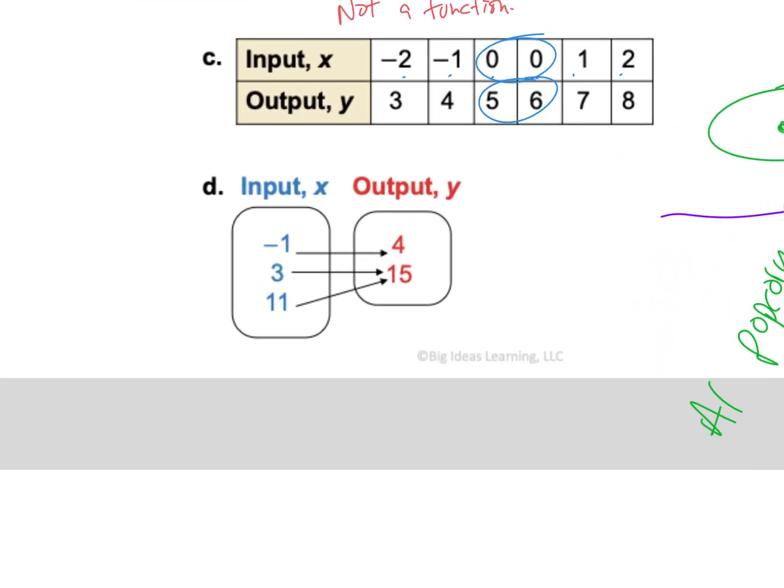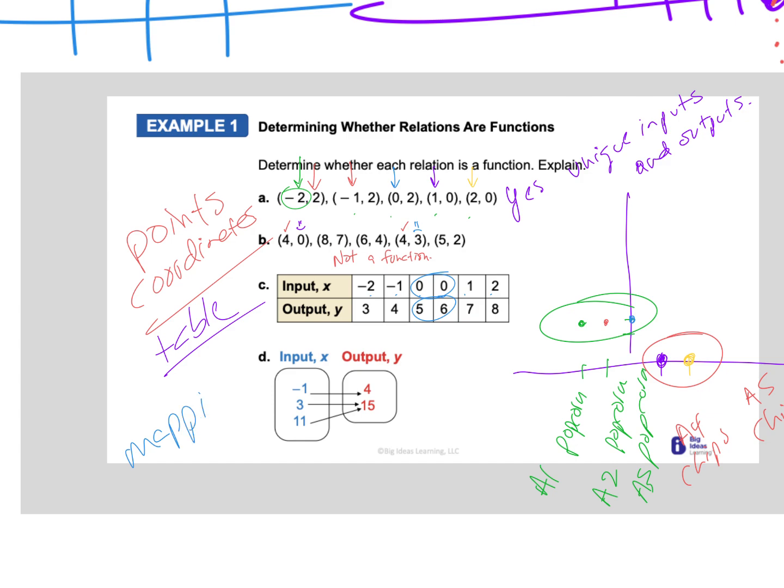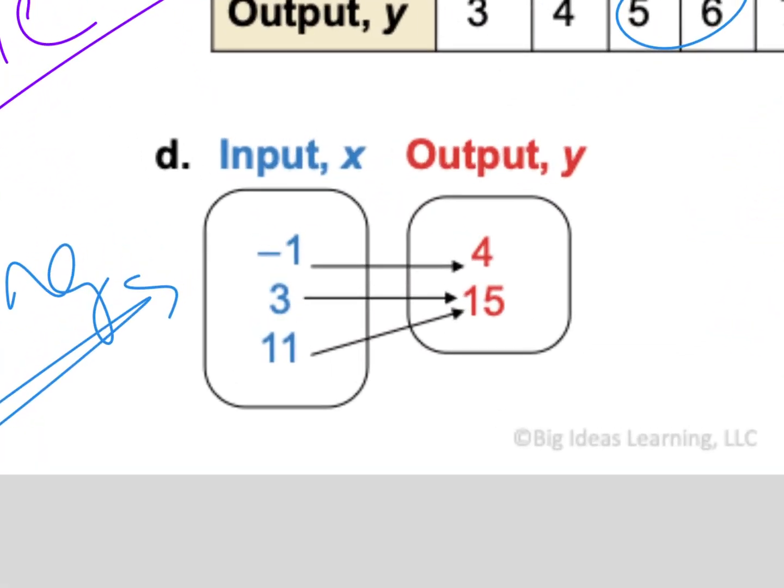All right, one more. And by the way, these are different ways that you can communicate some of this stuff. Obviously, these are points or coordinates right here. This is a table, and this one is called a mapping. Okay, so let's check out the mapping. This is like hitting the 1 button, and it produces a 4. So popcorn, popcorn, right? The next one, we hit the 3 button, and it produces a 15. Okay, sounds good. We hit the 11 button, and it also produces a 15.